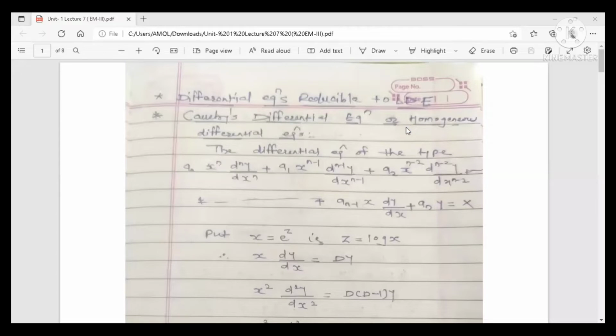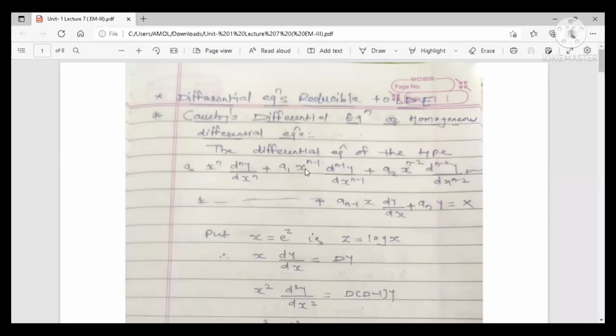Means with every differential coefficient, with every derivative term, there is a polynomial function, and the degree of that polynomial function is equal to the order of the differential coefficient present in that term. See, in the first term, the nth order derivative term is there, d^n y by dx^n, and with it there is a polynomial function of the same degree n, and a constant coefficient a naught. In the second term, the (n minus 1)th derivative term is there, d^(n-1) y by dx^(n-1).